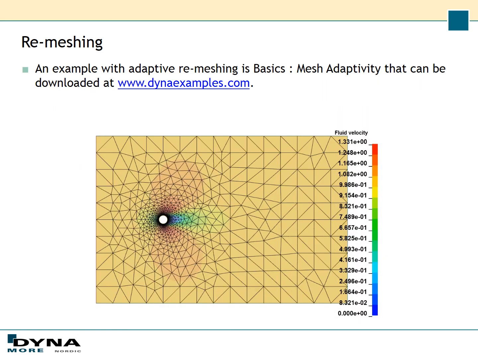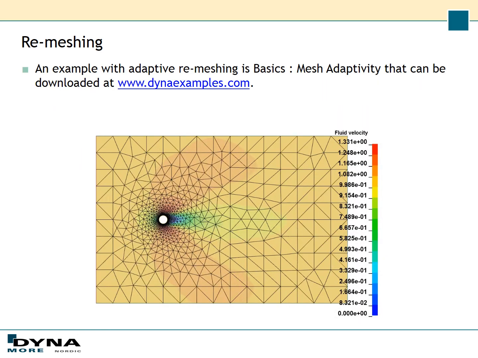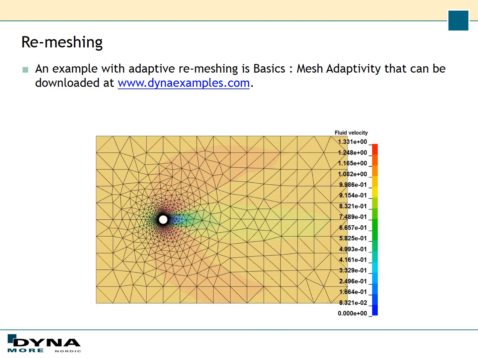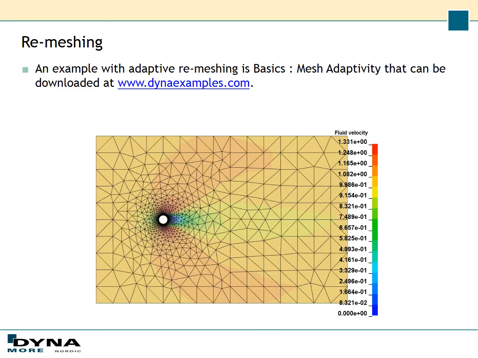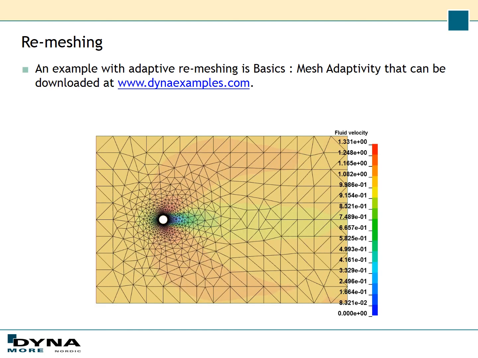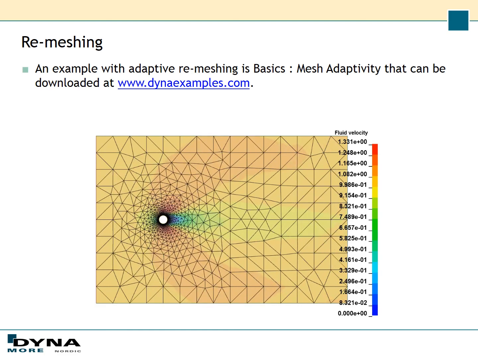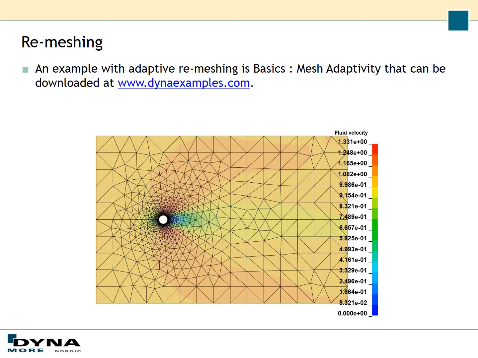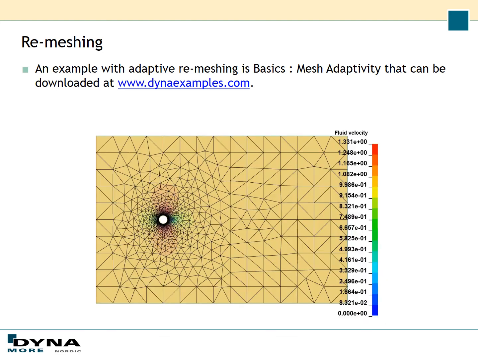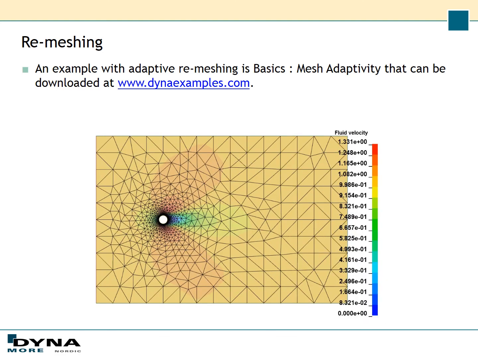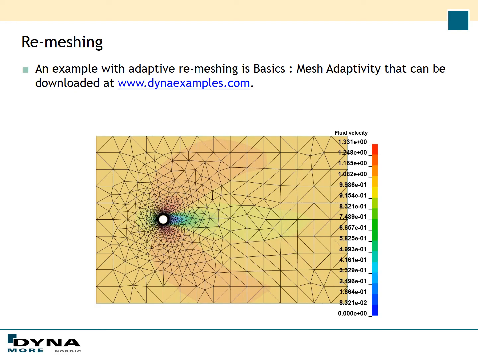You can download an example with adaptive remeshing on dynaexamples.com, and it's located under basics and it's called mesh adaptivity. So here you can see how the mesh changes during the simulation.